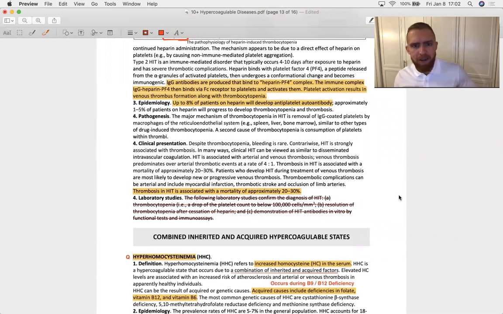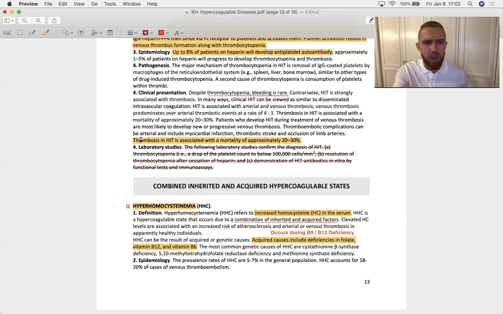So treatment for this is going to be a factor 10 inhibitor, rivaroxaban, argatroban, bivalirudin, and mortality of 20 to 30%. So you need to be very suspicious of this. If a patient is on heparin, how's it going to present? Well, even though they have thrombocytopenia, it's not really a bleeding condition. It's a I'm clotting everywhere condition. So pulmonary embolism, DVT, two most common presentations.